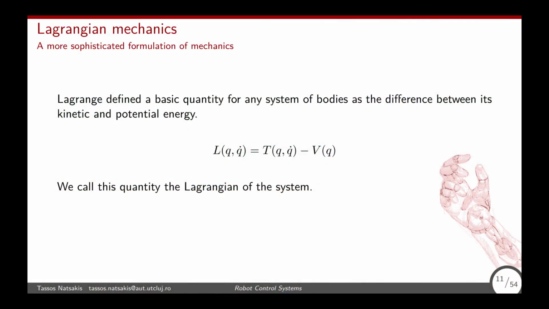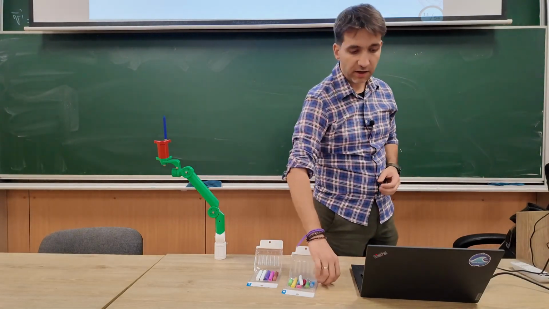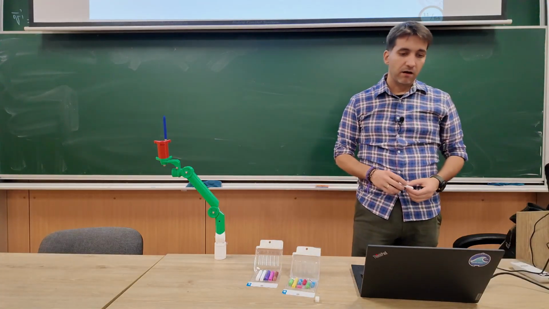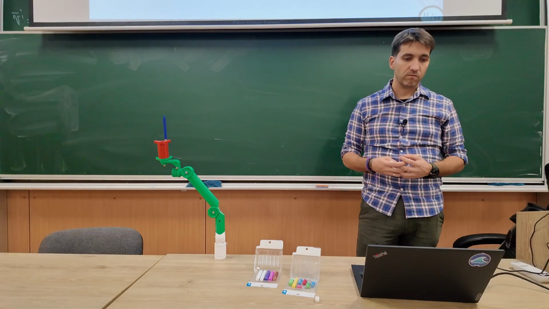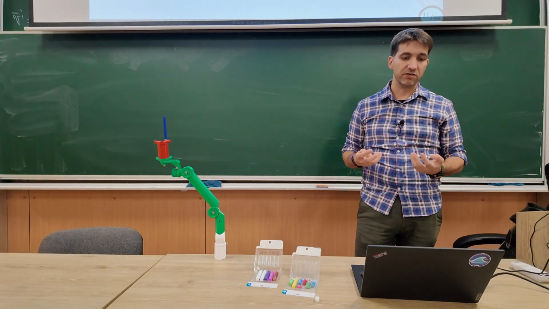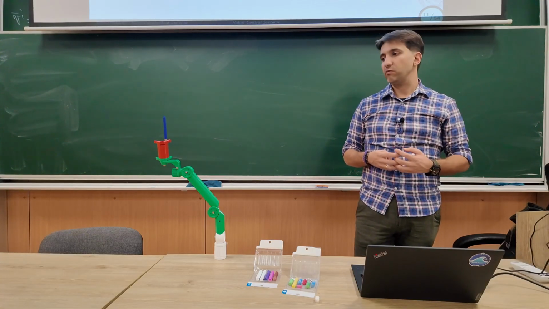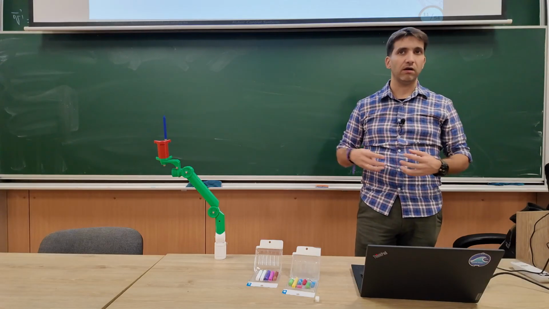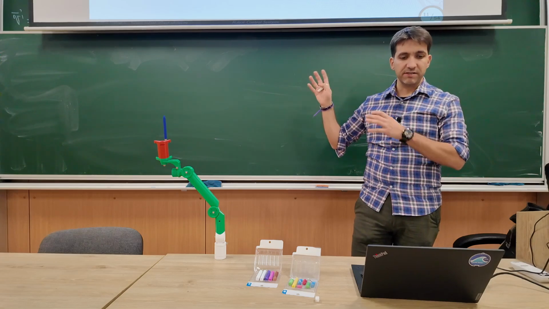So basically, Lagrange realized there is a fundamental property of a system. He didn't call it the Lagrangian himself, but now we name it in his honor: a Lagrangian, which is basically the difference between the kinetic and the potential energy of a system. Right? Now we call this the Lagrangian of the system, and this gives us a lot of information about how the system will evolve over time. It's the principle of least action.